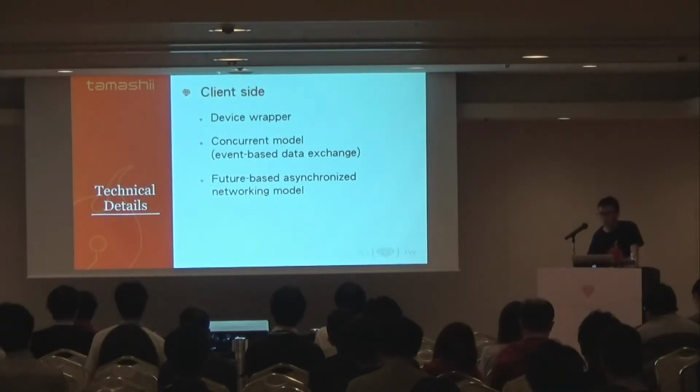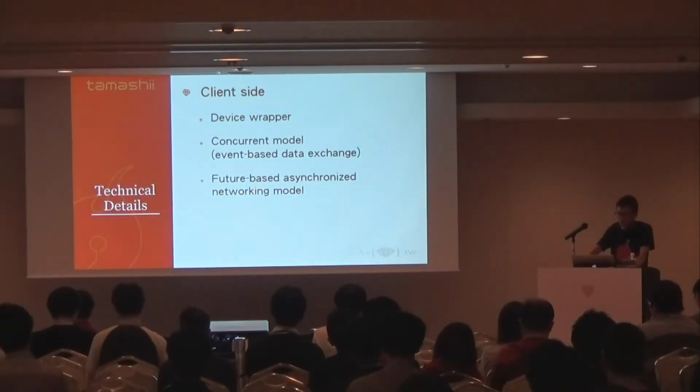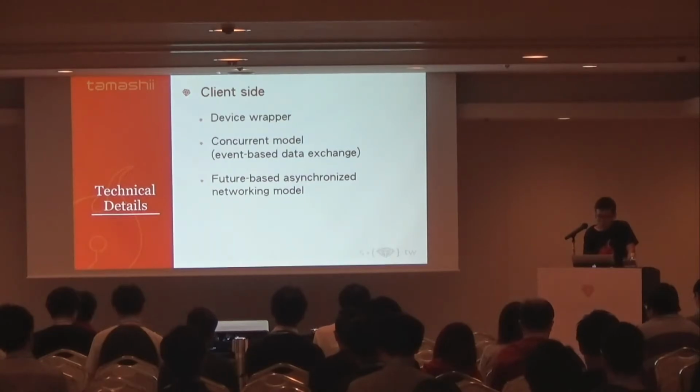Okay, we have gone through the high-level introduction about Tamashii and 2 projects that are based on Tamashii. In the later part of my talk, I will talk about the technical details of Tamashii. Let's look at the client side first. I will talk about the device wrapper for a single component. The device wrapper will hide the detailed device protocol from users. It only exposes the high-level API, so we allow the user to operate the devices without knowing the low-level details.